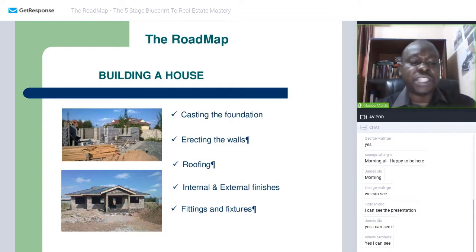I have simple photos here on this slide just to show you how this thing works. And of course, it follows: casting the foundation, erecting the walls, roofing, doing internal and external finishes, then fittings and fixtures.